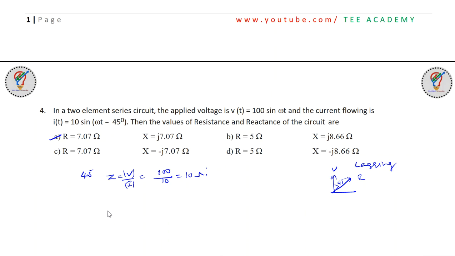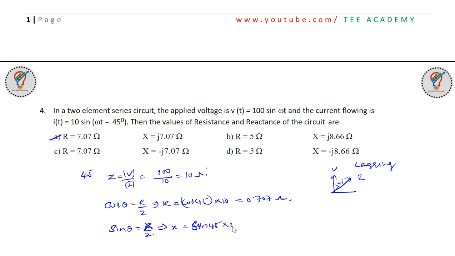Now we need to find the R value. So cos theta is equal to R by Z. Based on this formula, we know the Z value. So R is equal to cos 45, which is 1 by root 2, into 10. So it is nothing but 0.707 ohms. Similarly, we are going to find the reactance. Sin theta is equal to X by Z. X is equal to sin 45 into 10, which is j 0.707 ohms. In magnitude, reactance will have a positive sign here. Negative sign means capacitive reactance. So the answer is A here.